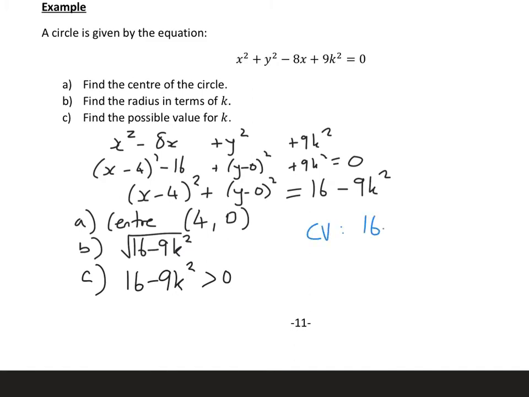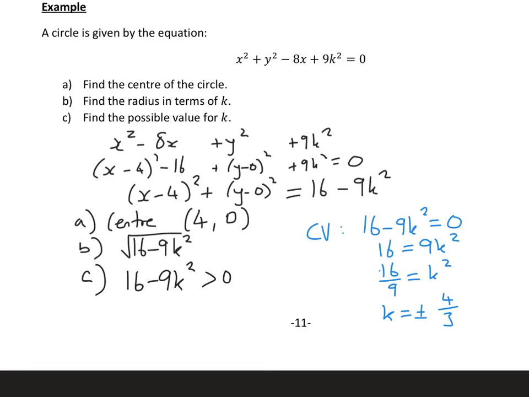So 16 minus 9k squared is 0. So if I add 9k squared to both sides, I get 16 is 9k squared. Divide both sides by 9, so 16 over 9 is k squared. Then square root both sides, I get k is plus or minus, well, square root of 16 is 4, and square root of 9 is 3. So they're my critical values.